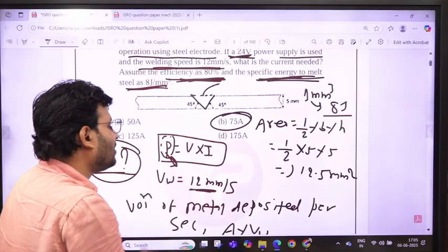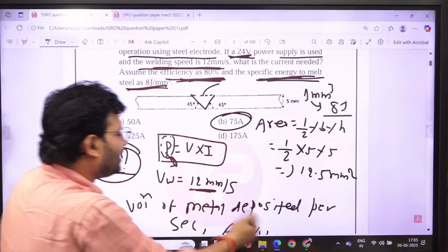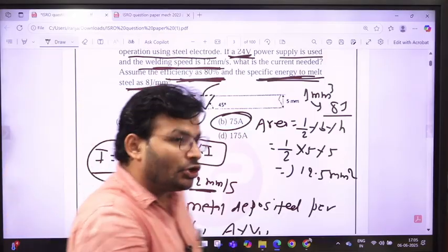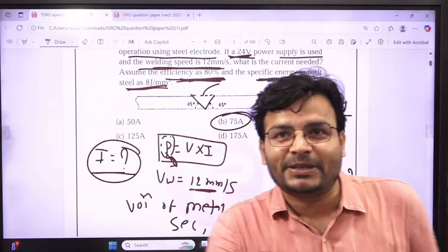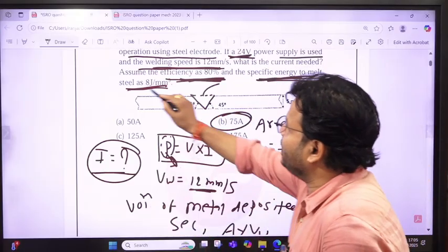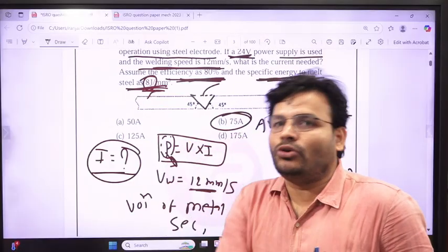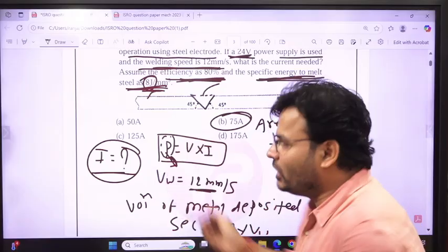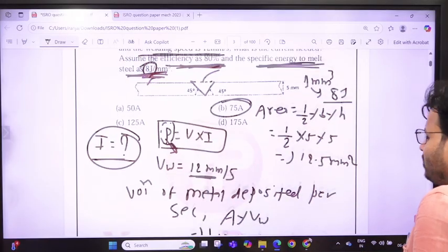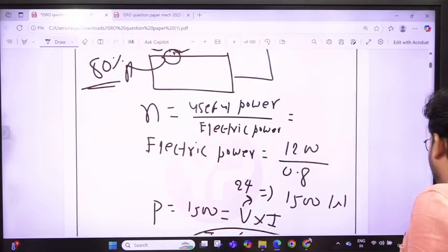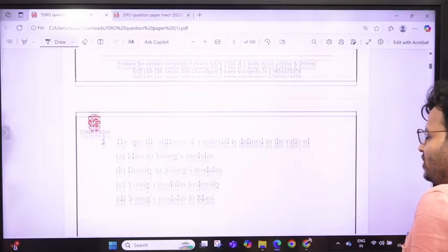So how can I get the power? Just area, velocity per second, how much metal is going to be melted out, how much it is going to be deposited out, and accordingly in the question that data is given. That is that much energy required to melt 1 mm³ of volume of metal, and accordingly we can proceed. Right? Yeah, a little bit of calculation, but overall the question is moderate.